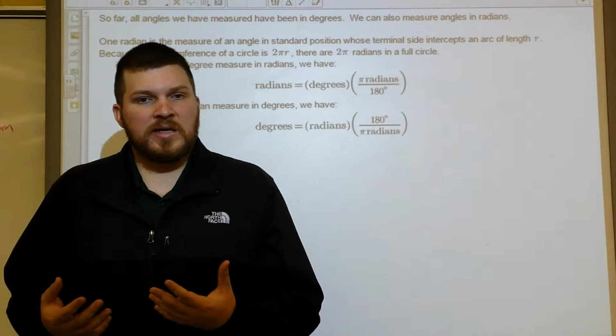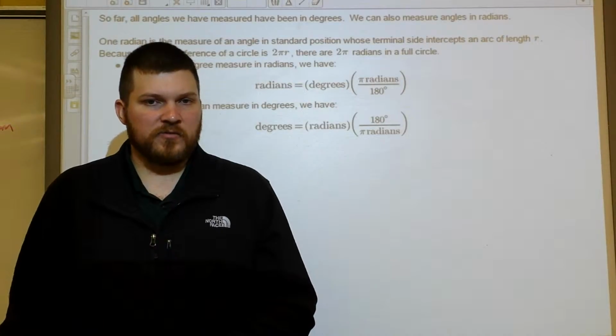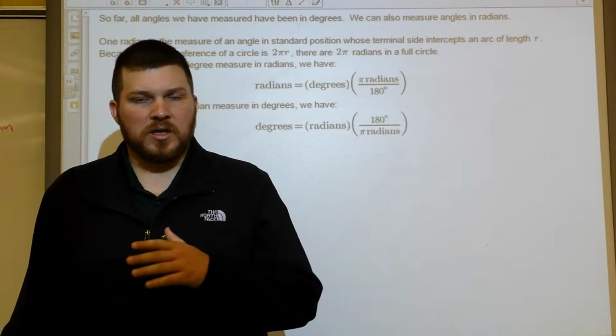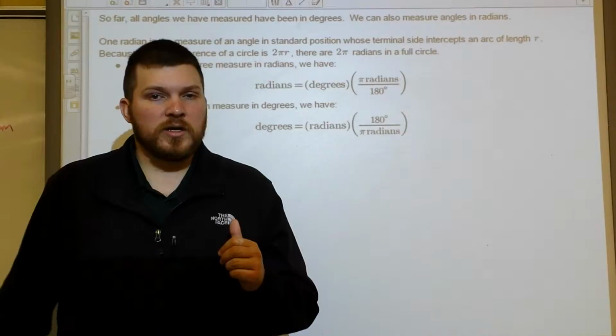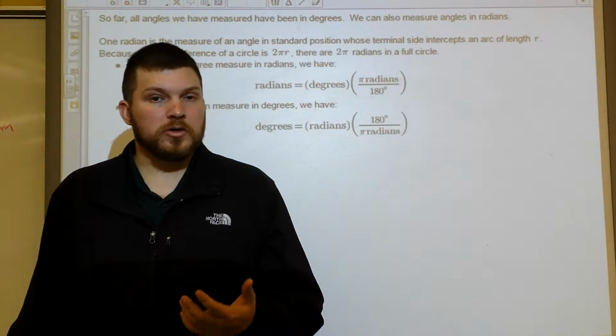Here in the United States, we typically still use feet, inches, miles, cups, gallons, that type of thing. In the rest of the world, they use liters, meters, kilometers. Same thing when we're talking about degrees versus radians. In the United States, for the most part, we use degrees. However, the rest of the world uses radians.